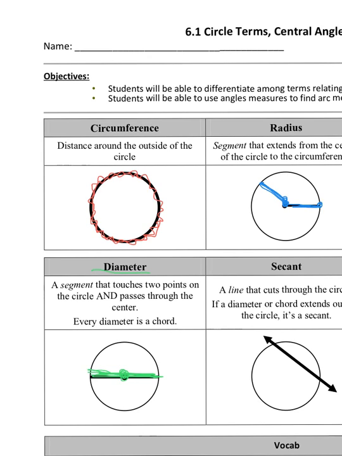All right, the next term is probably new to you guys. For a secant, the biggest thing is it has to be a line. And the other thing is it cuts through my circle at two separate points, here and here. So it has to be a line, so I should have arrowheads on either end, and it's going to go through my circle at two separate points. So that's a secant. This right here could be a secant cutting through my circle at 2 points.